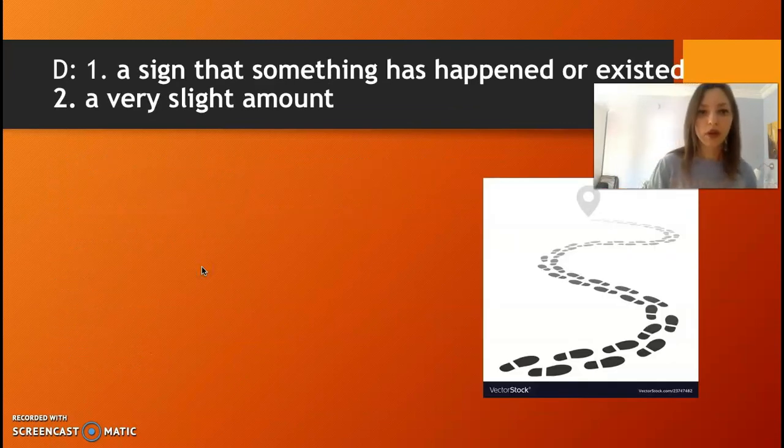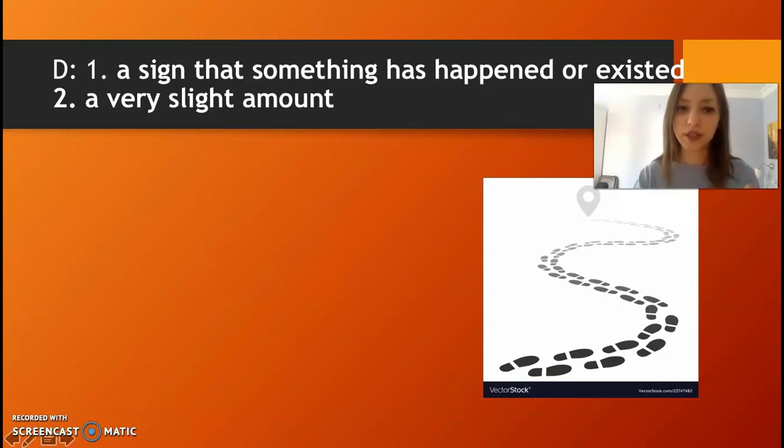The next word, all right, here's the definition. I've listed two definitions for you again. 1, a sign that something has happened or existed. 2, a very slight amount. Look at the picture. There are signs, right? Yeah, so my word is trace. In the singular form, trace. Plural form, traces. Okay, so you say trace. Traces. All right, this is how we spell it.